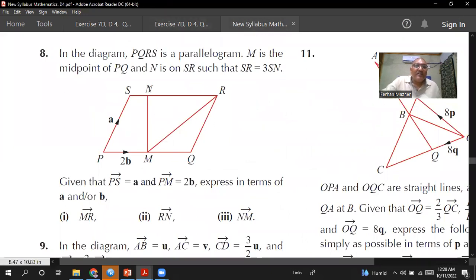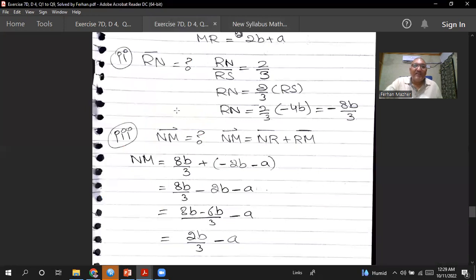Then we have to find out NM. Very simple. There can be many methods for the bypass. For example, you can go from N to R, from R to M, or N to S, S to P, P to M. So these are the bypasses. Or you can go from N to R, R to Q, from Q to M. So there can be many bypasses. Choose any. So I'm going to choose NM, N to R, and from R to M.